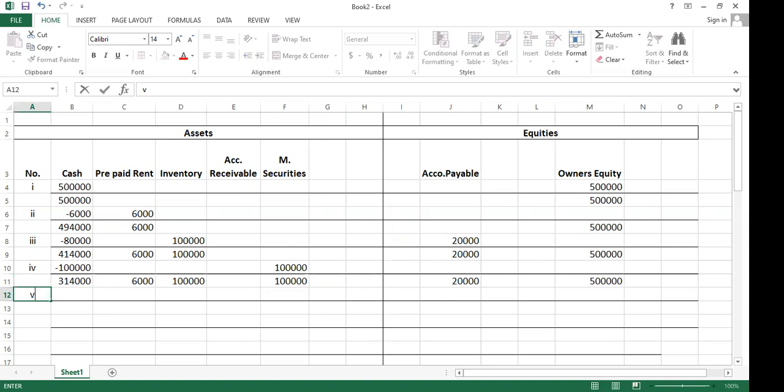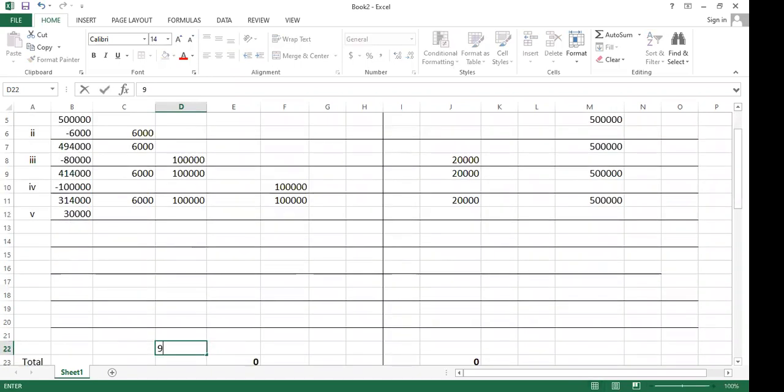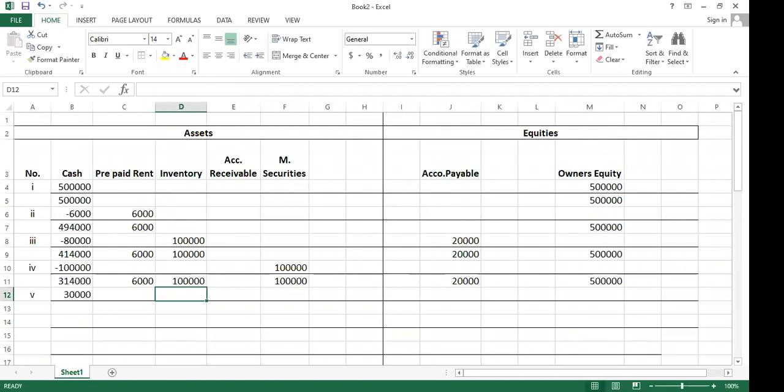Cash sales 30,000, cost is 20,000. Received cash 30,000, add the 30,000 for the cash and reduce the 20,000 for inventory. Why? The sale is 30,000 and the inventory cost is 20,000, so add the 10,000 profit to the owner's equity. Are you clear on this?